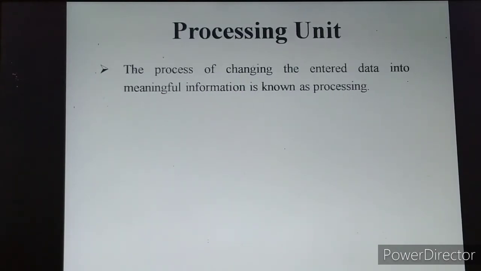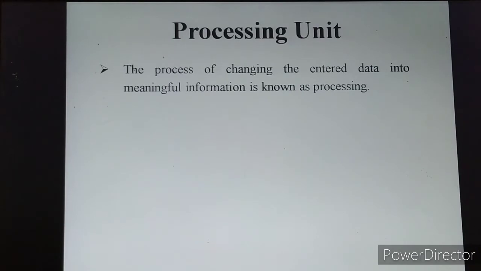Processing unit. What is the processing? The process of changing the entered data into meaningful information is known as processing. Means when you enter data into the computer by input devices, it is raw data. But the computer processes and converts this raw data into meaningful information. So this process is known as processing, right? Computer processes data by the processing unit.